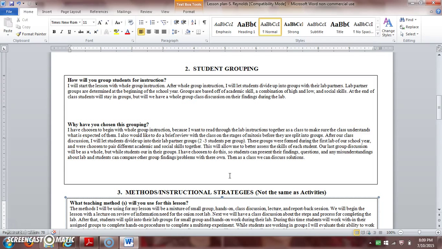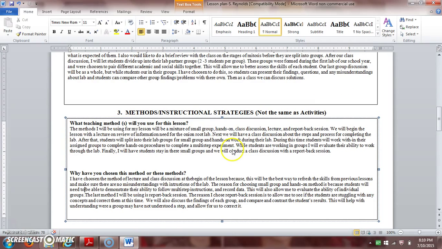And lastly, they'll stay in their groups, but we'll return back to a group discussion, and we'll talk about the lab. We'll let them compare their findings to the other groups, and we'll talk about any problems that they may have had, and we'll figure out solutions for any of them. And we'll move on to my methods now.